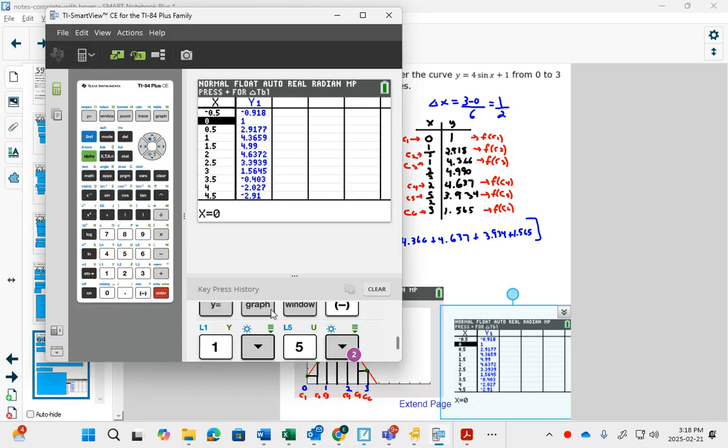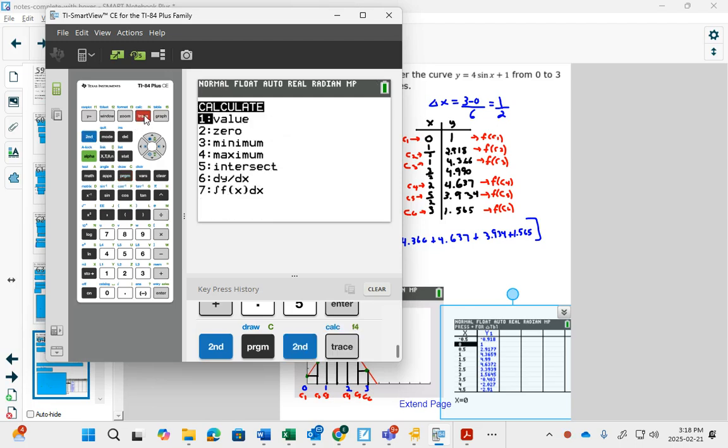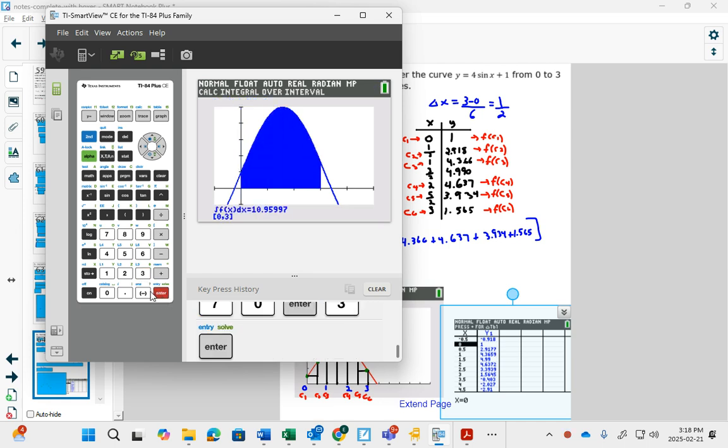Let's see. Again, I think the buttons are under the draw. Second draw? No, second calculate. I want to do 0 to 3. It just shaded it all in there for me. And what did we get? We had 9.2. The actual answer is going to be 10.9599997.